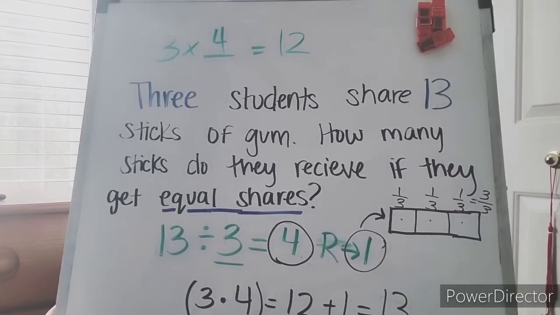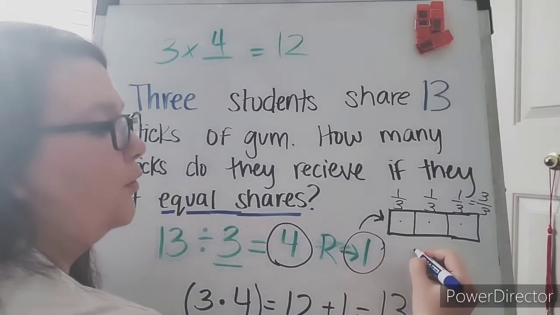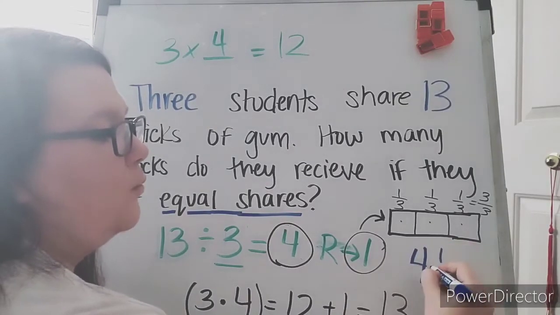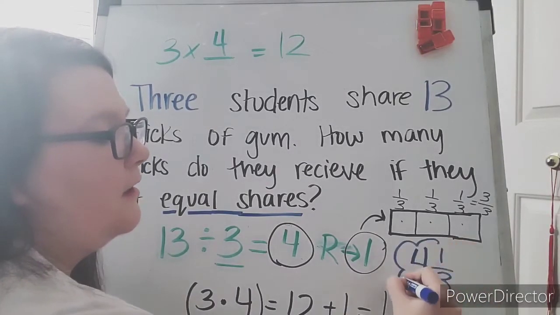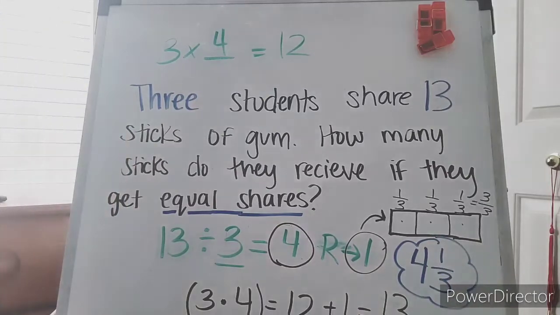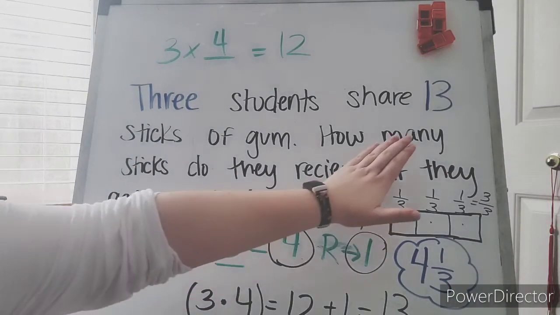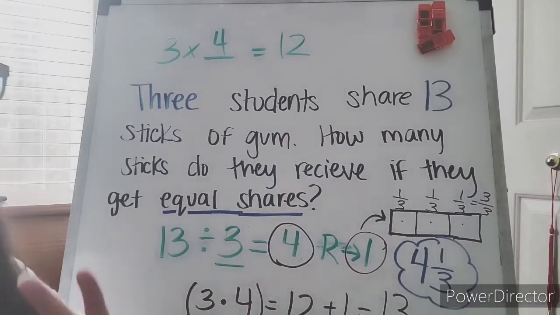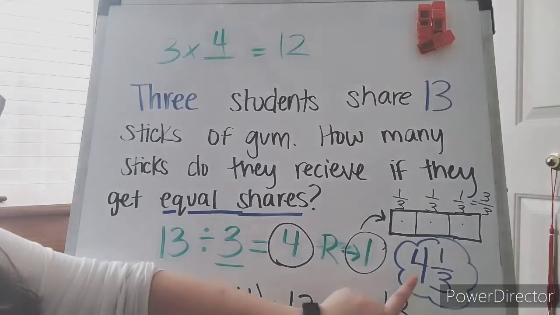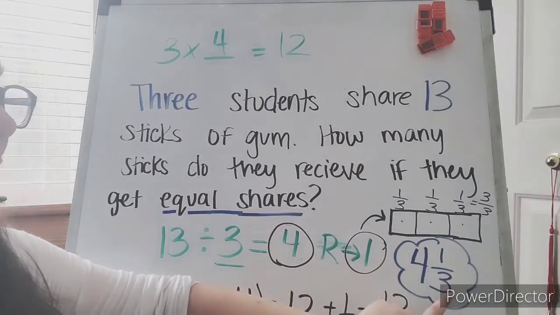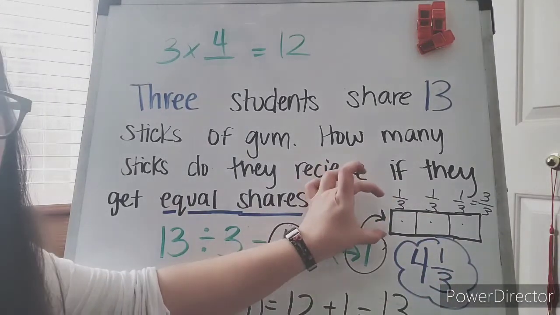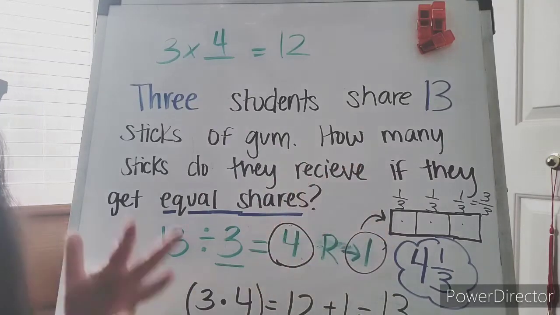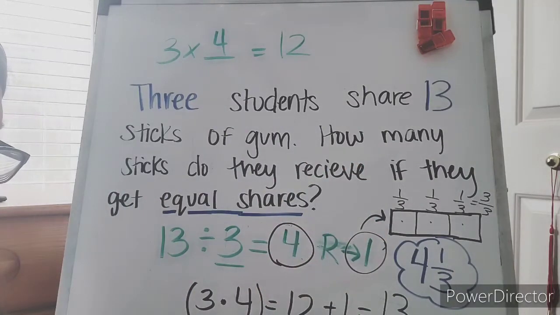Well, they're going to get 4 and 1/3 pieces of gum. That's my answer. So how many sticks do they receive if they get equal shares? Well, if everyone gets the same amount of gum, they're going to get 4 whole pieces, and they're going to get 1/3 of a remaining piece of gum that we split. So that's how we find remainders.